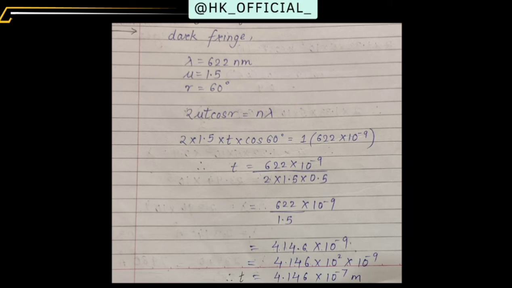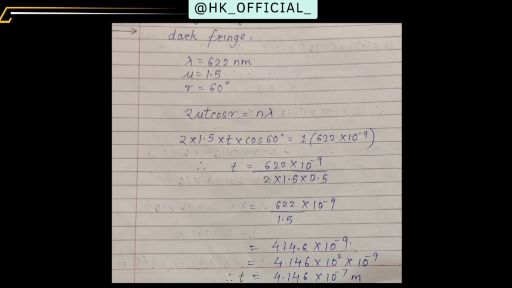Mu is given 1.5. T, that is the thickness which we have to find out. For that, cos r, that is cos 60 degree, which we have given, is equal to 1. N we have kept as 1, and lambda is 622 into 10 raised to minus 9. As we have to calculate thickness, just modifying the formula, we will get the final output as 4.146 into 10 raised to minus 7 meter.